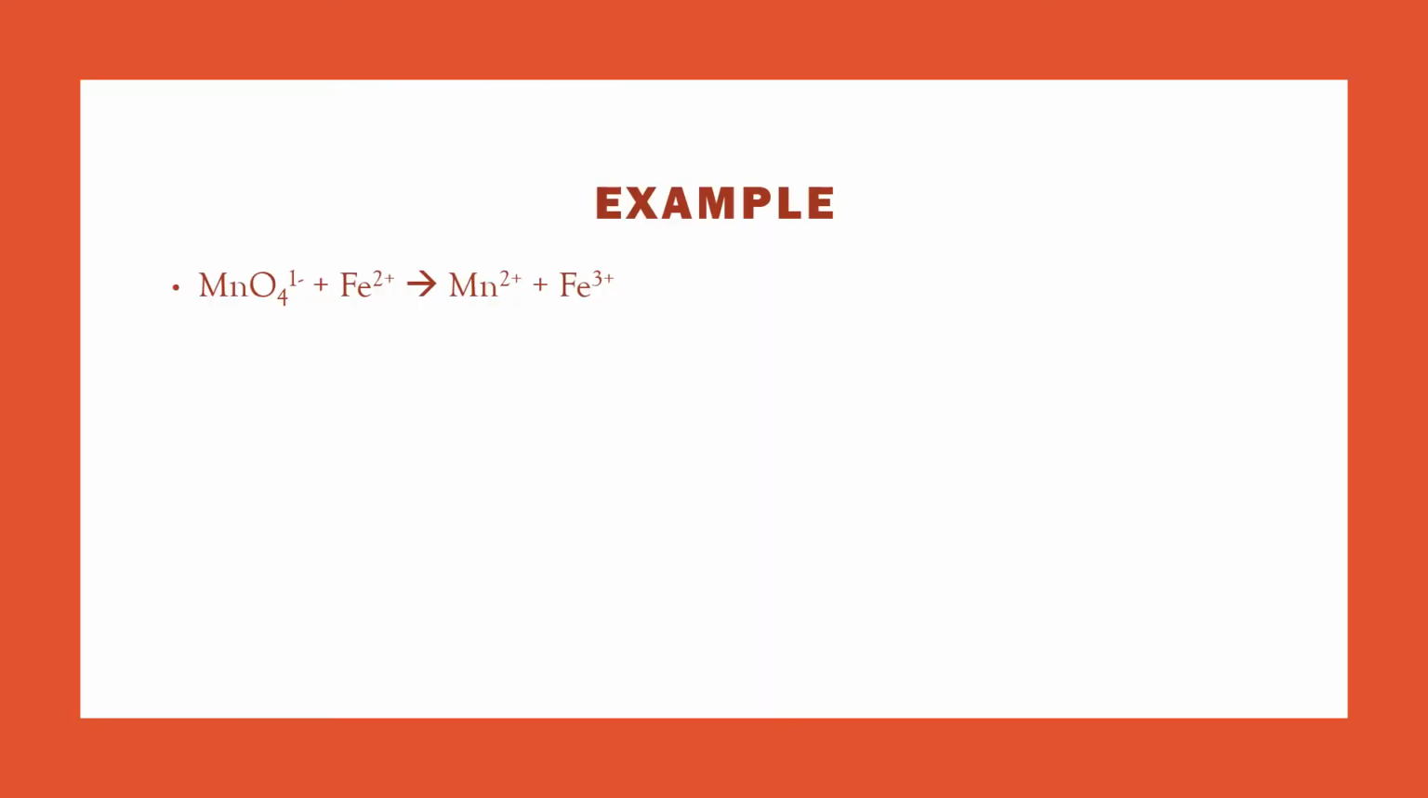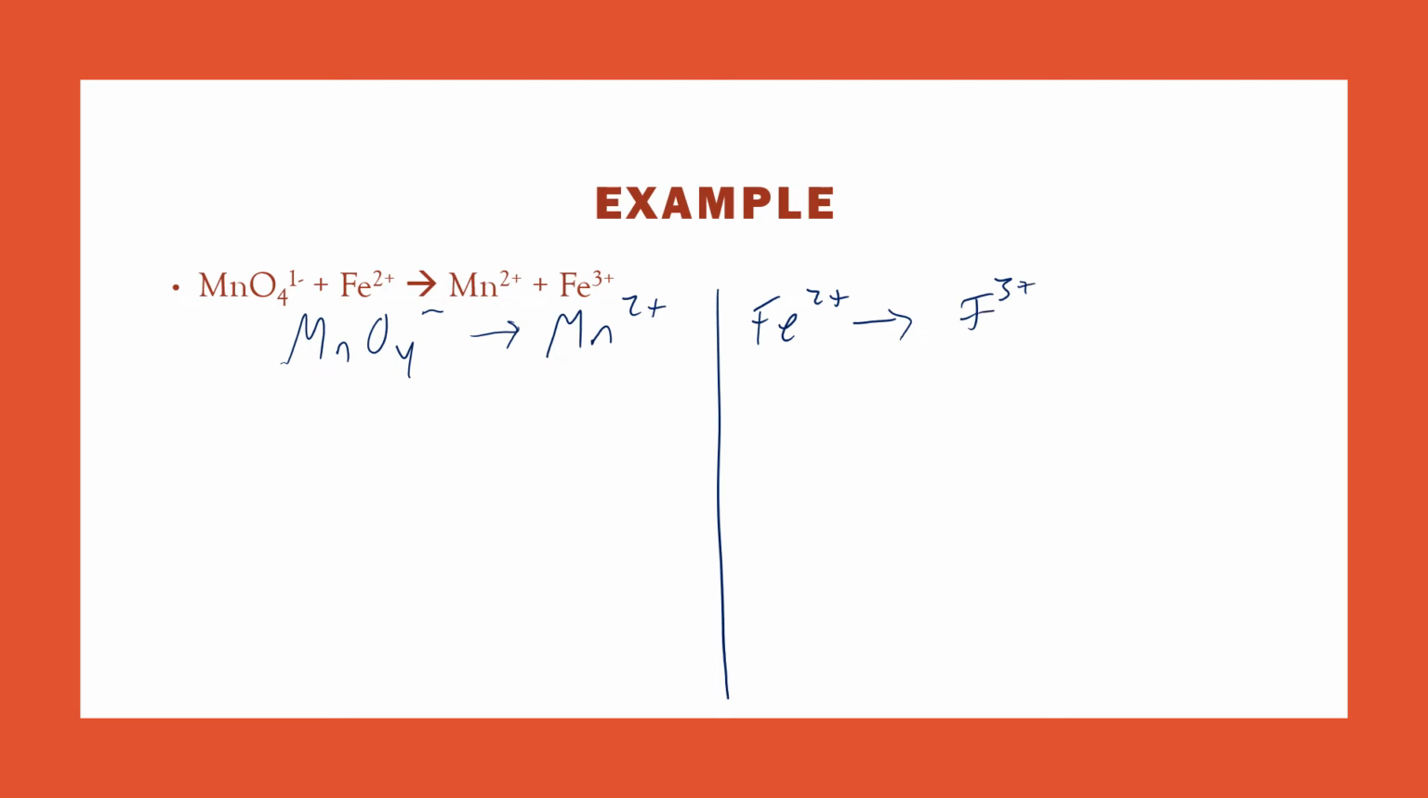Okay, so here's an example. We're going to split this up into two half reactions. So the manganese, or the permanganate ion, forming the Mn2+ ions is 1/2 of that reaction. The Fe2+ ions forming Fe3+ ions is the other half of that reaction. Once I have my half reactions, I need to balance any atom that is not hydrogen or oxygen. So on the left side here, I have one manganese, that's good. On the right side, I have one iron, that's also good.